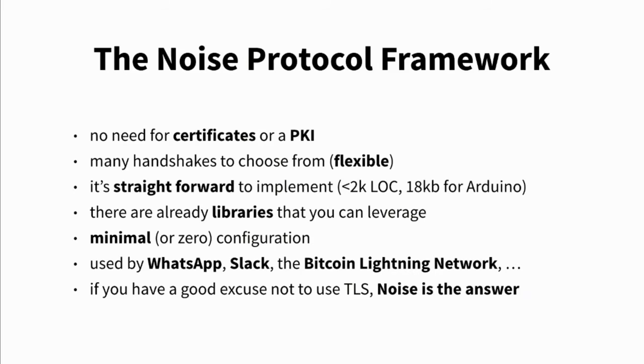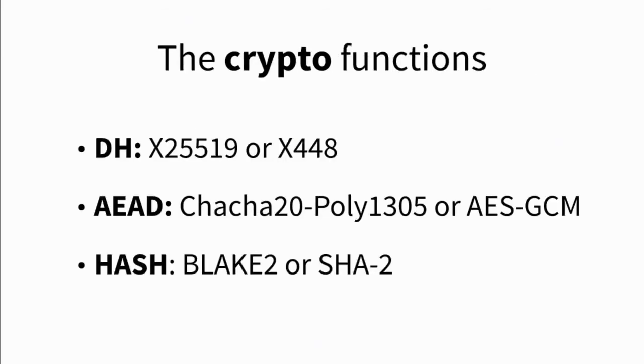All right, so I'm going to spend a few slides trying to explain to you how Noise works. When you use Noise, first you have to choose what cryptographic functions you want to use. There are not so many, and you don't negotiate which one you want. You just have to choose in the beginning, and then you have to use these ones. You cannot change. So for a key exchange, you can use Curve25519 or Curve448. They're pretty famous. Actually, Curve448 was invented by Mike Hamburg, the creator of the Strobe protocol framework.